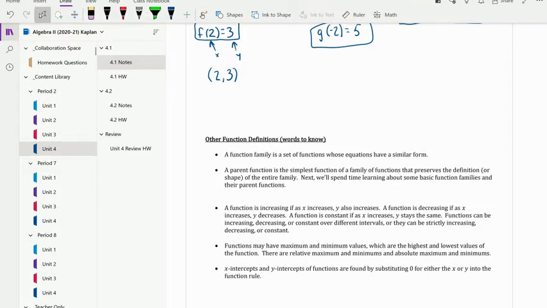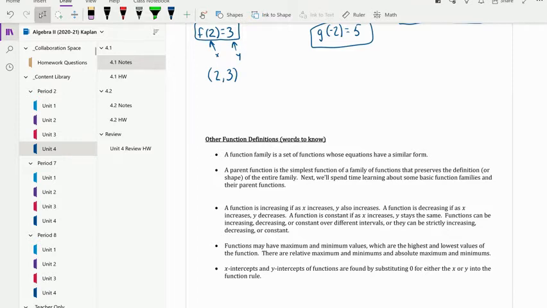A function, we're going to talk about this a little bit, but a function is increasing if as x increases, meaning you're reading your graph from left to right, y also increases, and vice versa. It's decreasing if as x increases, again, you're reading it from left to right, y is decreasing, right? So the key for increasing and decreasing is to read your graph from left to right, and you're asking whether your graph is going up or down in that scenario. So a function is constant if as x increases, y stays the same. Functions can be increasing, decreasing, or constant over different intervals, or they can be strictly increasing, decreasing, or constant. So we'll see a couple of those here in a moment.